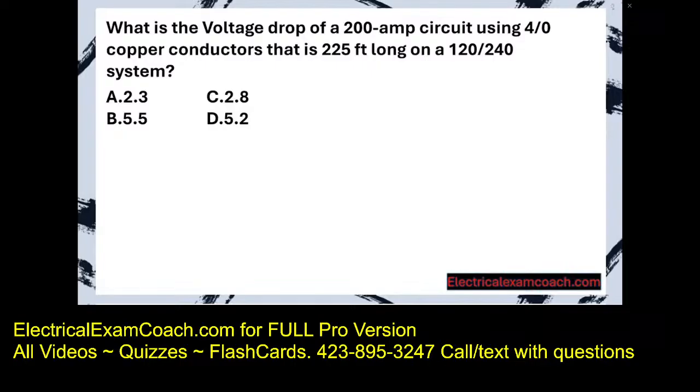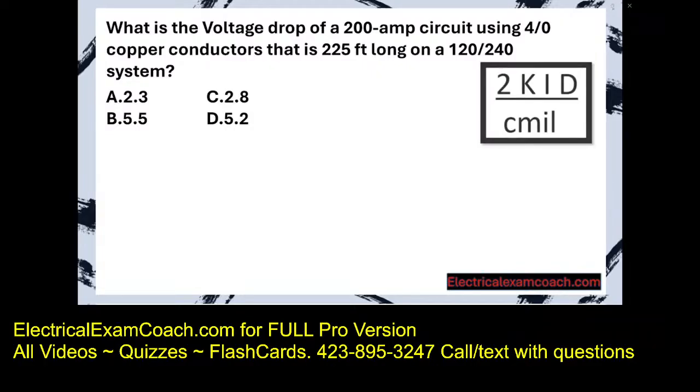What is the voltage drop of a 200 amp circuit using 4/0 copper conductors that is 225 foot long on a 120/240 volt system? Step 1, we're going to write down our formula.